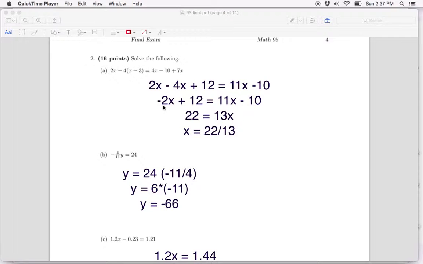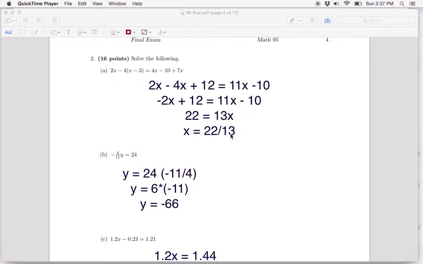Then I'm going to add 2x to both sides to give me 13x on the right side and 0x on the left side. And then I'm adding 10 to both sides to give me 22 on the left and 0 on the right. And then now I can take x and divide it by 13 and take 22 and divide by 13, and I figure out what 1x is. So I have x equals 22 13ths.